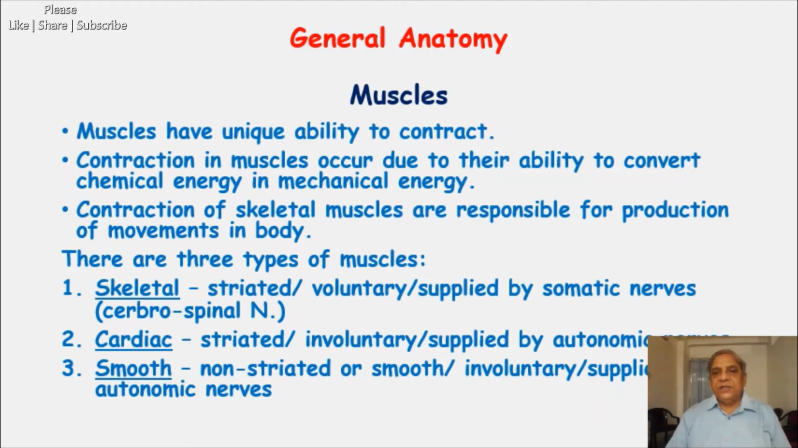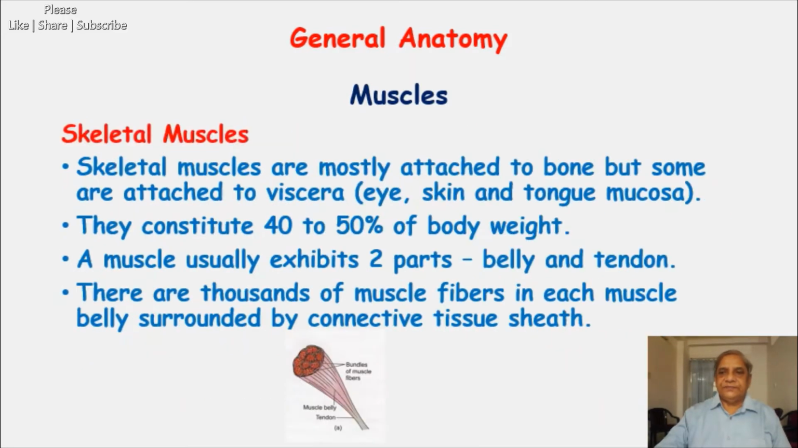They are involuntary again, so the smooth muscle contraction is not as per your will, because the nerves which supply this smooth muscle are autonomic nerves, sympathetic or parasympathetic nerves. And so this is just an introduction of the different kinds of muscles which are found in our body. I am moving to the next slide.